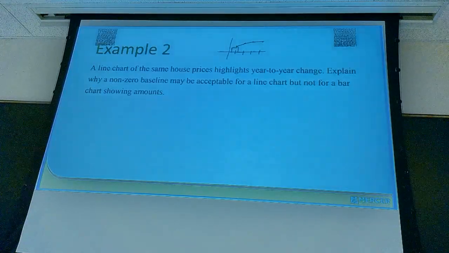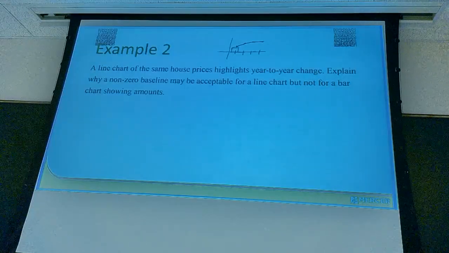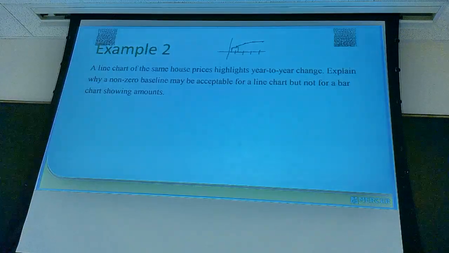Right, the line graph is showing a trend. So actually a non-zero baseline might be better to show a trend. You can kind of really zoom in on that line. But just be careful. You still want to clearly label your axes.